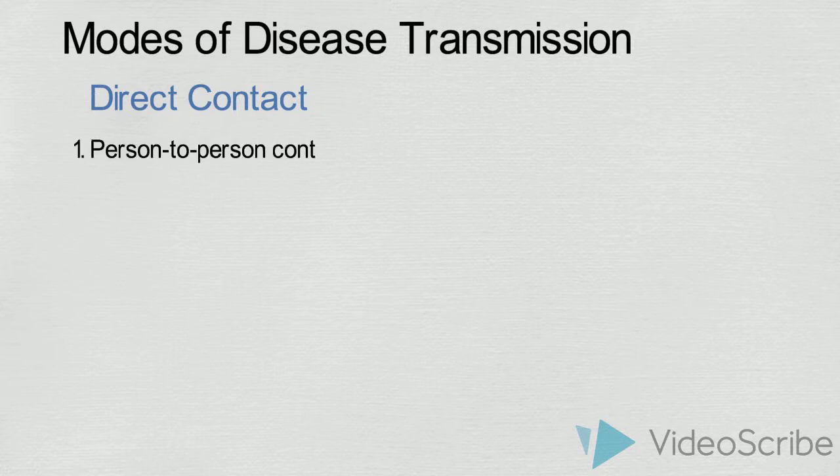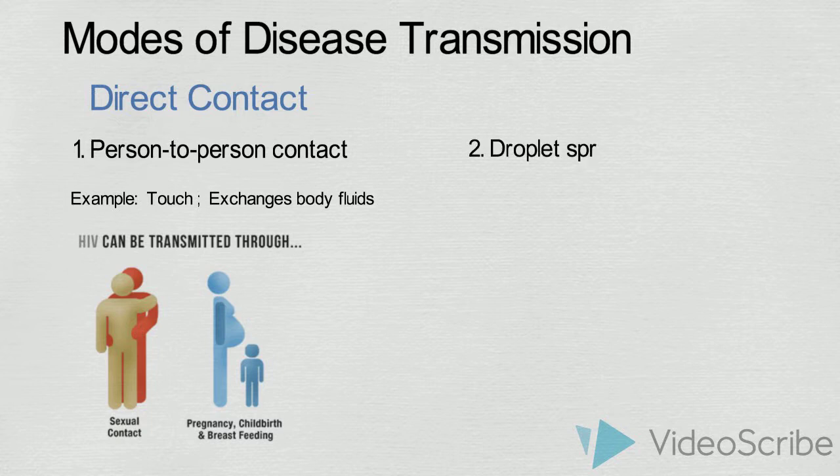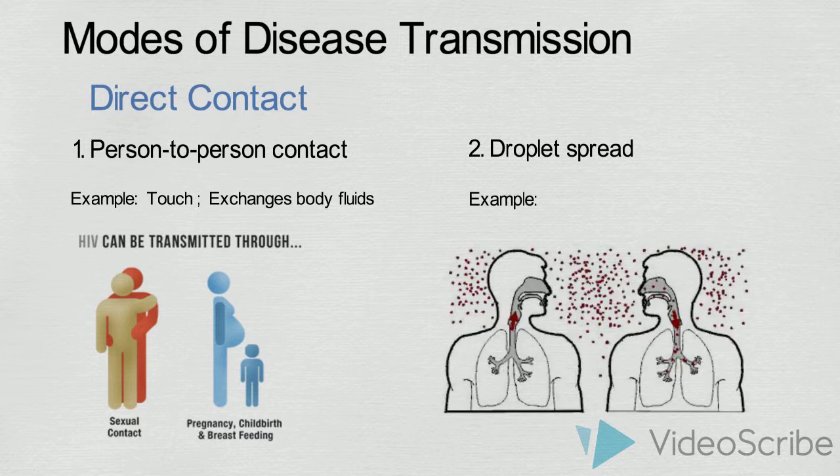Infectious diseases are often spread through direct contact. Types of direct contact include person-to-person contact. It occurs when the infected person touches or exchanges body fluids with someone else. Another way is droplet spread during coughing and sneezing.